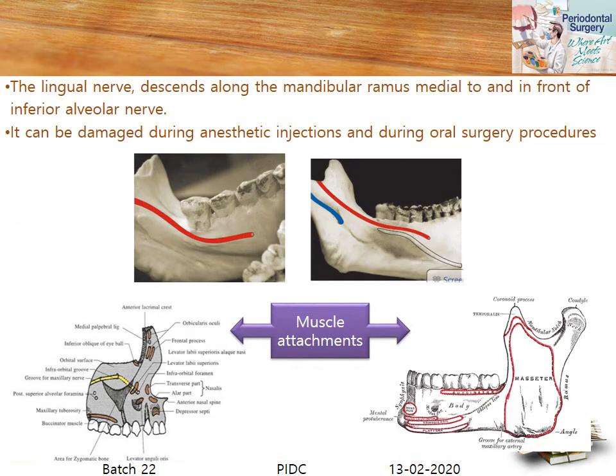The lingual nerve descends along the mandibular ramus, medial to and in front of the inferior alveolar nerve. It can be damaged during anesthetic injection or during oral surgical procedures. So proper care should be taken. And you do have the muscle attachments here in the diagram. Go through it for your proper understanding.